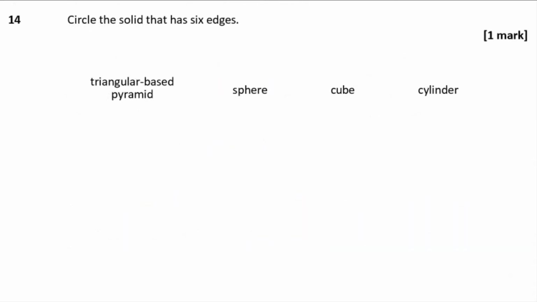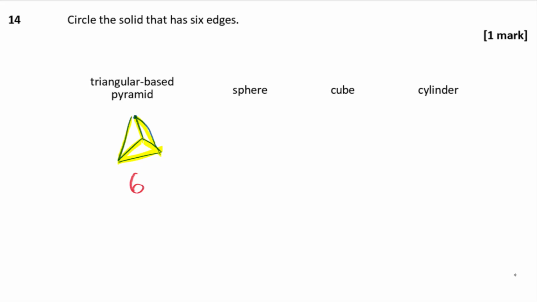Question 14. Circle the solid that has 6 edges. Is it a triangular based pyramid, a sphere, a cube, or a cylinder? I think with these sort of things, it's easiest to draw it, okay, and then count the number of edges that you've got. So a triangular based pyramid. So if I've got like a triangular base coming up to a point, how many edges is that? That's 1, 2, 3, 4, 5, 6. So that's got 6 edges.